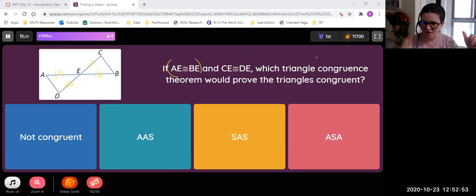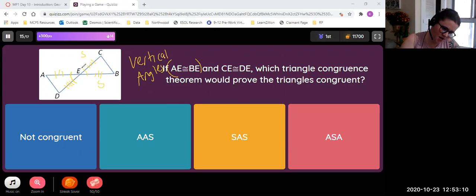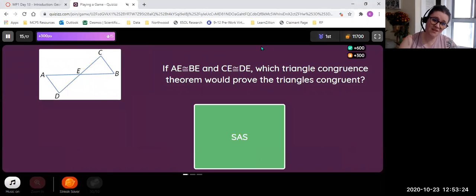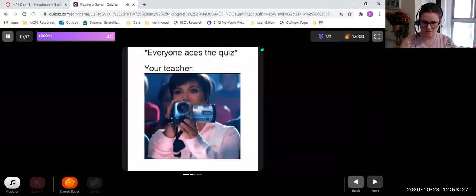Okay. Which triangle congruence theorem would prove the triangles congruent? I have 2 sides, right? What else do I have? See, this vertical angle thing keeps coming. Vertical angles are congruent. This angle here and this angle here. Angle, angle, side. No, I have 2 sides, not 2 angles. Side, angle, side. That one looks good. And angle, side, angle. Nope. It has to be that one. And it does help that it's in the middle.